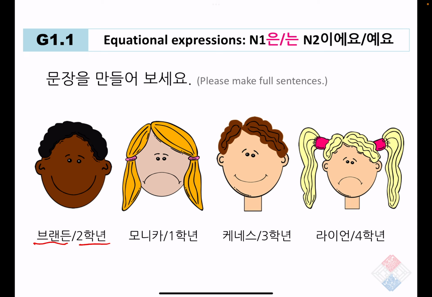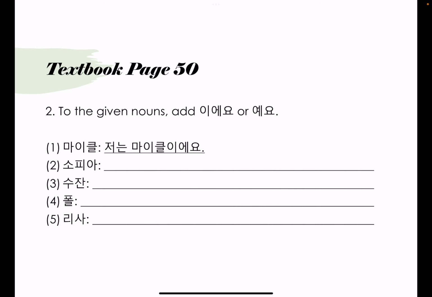브랜든. So it's going to be 브랜든은 2학년이에요, right? Because it ends in a consonant. And then 모니카 ends in a vowel. 모니카는 1학년이에요. And then 카네스 ends in a vowel. 카네스는 3학년이에요. 라이언 ends in a consonant. 라이언은 4학년이에요. Okay, and then you can create your sentences.